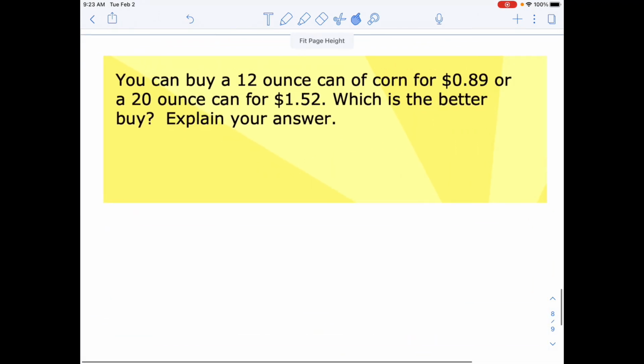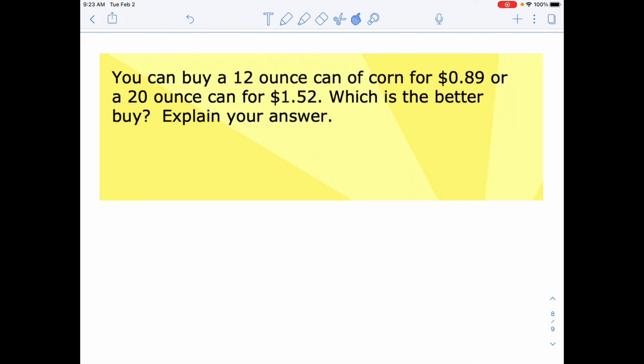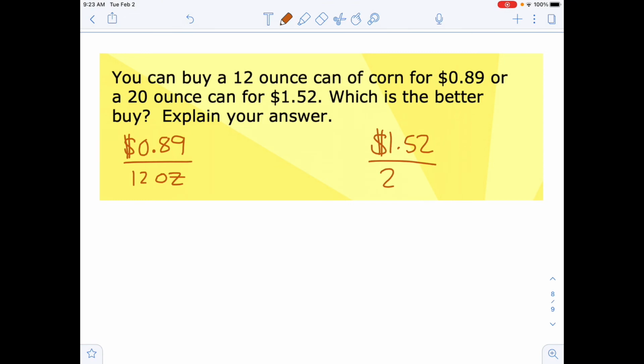The next question says you can buy a 12-ounce can of corn for 89 cents, or you can buy a 20-ounce can for $1.52. Which is the better buy? Explain your answer. So when we compare here, let's get these to both be out of unit rates and figure out how much each can is for 1 ounce. So we always put money on top. So we'll do 89 cents over 12 ounces. And we're going to compare that to $1.52 for 20 ounces.